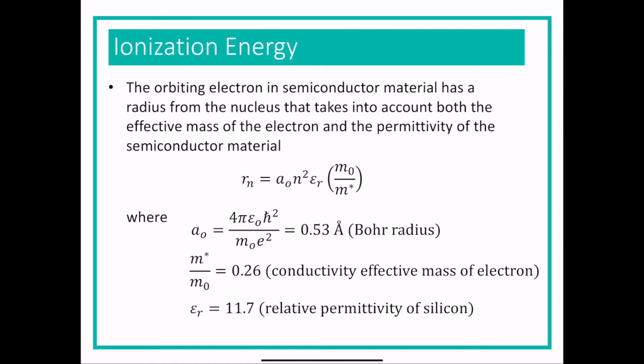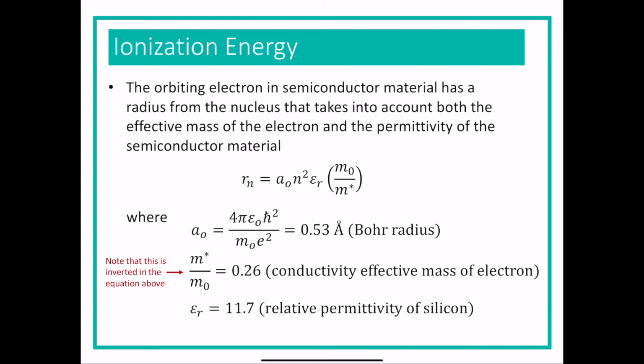So also notice that in the equation, m star over m naught is inverted. I know what it is because I looked it up on a table. In Appendix B, in the back of the book, it has the conductivity effective mass of an electron. And then we know the relative permittivity of silicon. We've looked at that before. So we can figure out a donated electron for n equals 1 in silicon and figure out the radius that we would expect to find it from the nucleus.